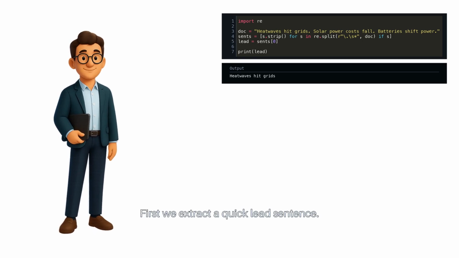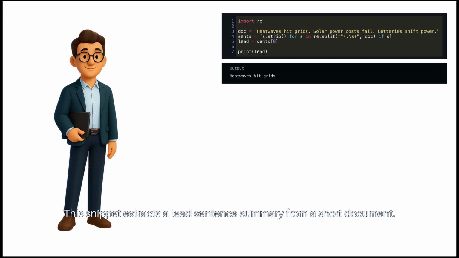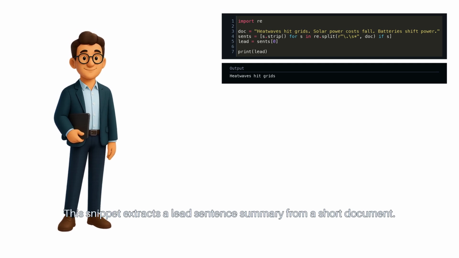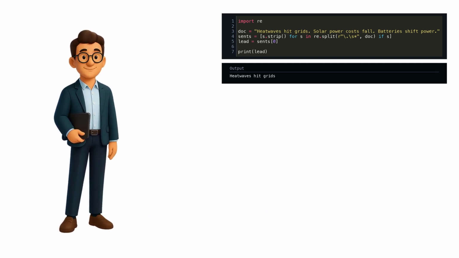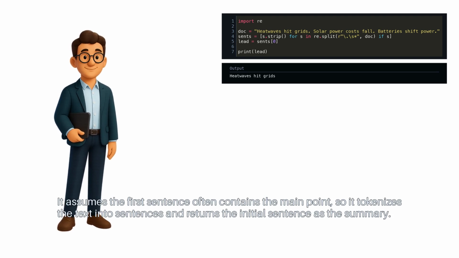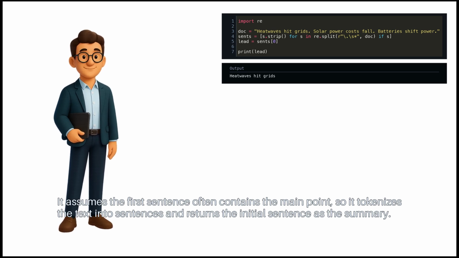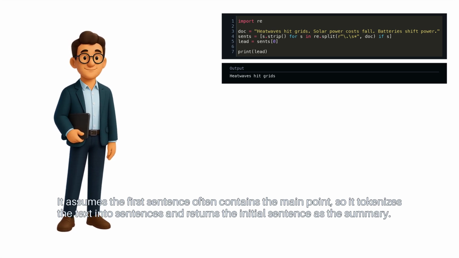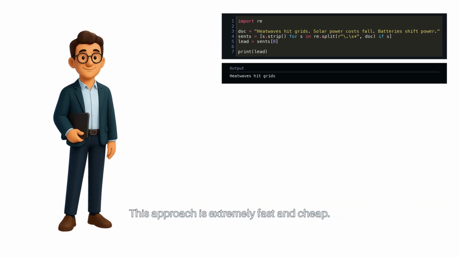First, we extract a quick lead sentence. This snippet extracts a lead sentence summary from a short document. It assumes the first sentence often contains the main point, so it tokenizes the text into sentences and returns the initial sentence as the summary. This approach is extremely fast and cheap.